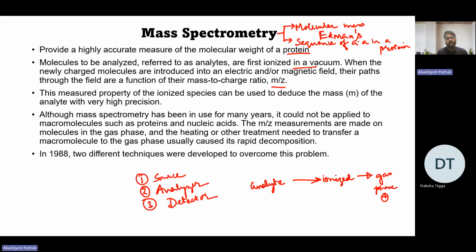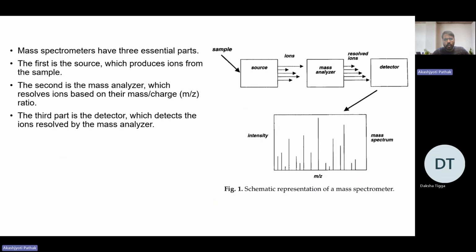The m/z measurements are made on molecules in the gas phase, and heating or other treatments needed to transfer a macromolecule to the gas phase usually cause its rapid decomposition. Because ionization results in the gas phase, there will be rapid decomposition of the molecule. Now, to overcome this problem, two mass spectrometric techniques were developed. One is MALDI MS or MALDI-TOF, and another is ESI MS.